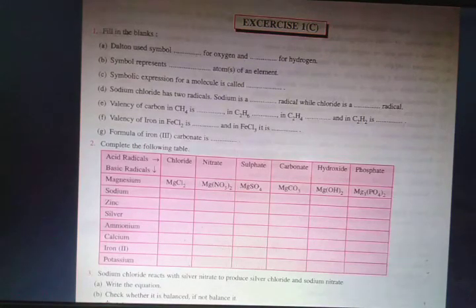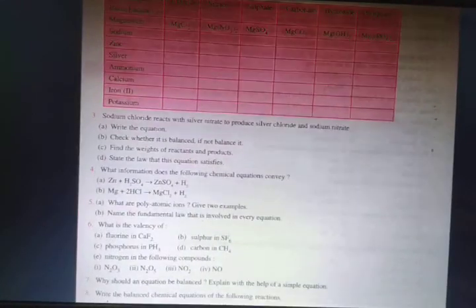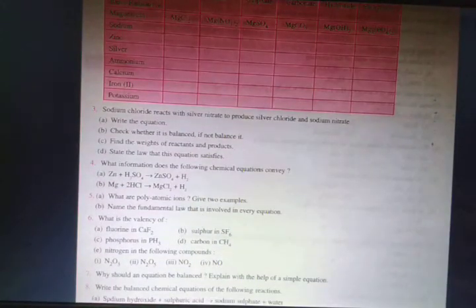Moving on to the next question, that is sodium chloride reacts with silver nitrate to produce silver chloride and sodium nitrate. Write the equation. So it is NaCl plus AgNO3 gives AgCl plus NaNO3. Show whether the reaction is balanced. The reaction is already balanced. Weights of the reactants, you can do that. State the law that the equation satisfies. That's the law of conservation of mass or matter.